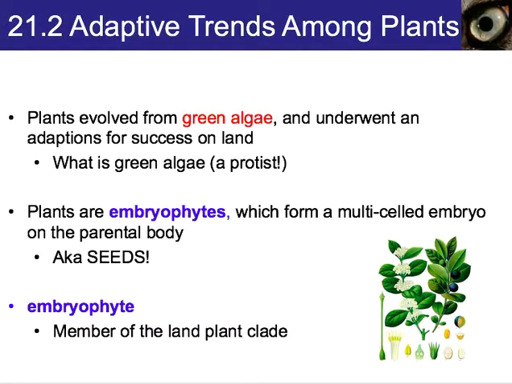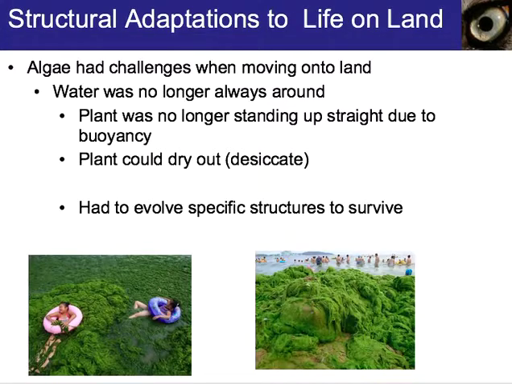Plants evolved from green algae, remember that's a protist, and underwent adaptations for success on land. We're going to talk about those adaptations in a moment. Plants are embryophytes, which form a multi-celled embryo as parental body, also known as seeds. So whenever you eat an apple or a peach, you're actually eating a plant embryo. An embryophyte is a member of the land plant clade.